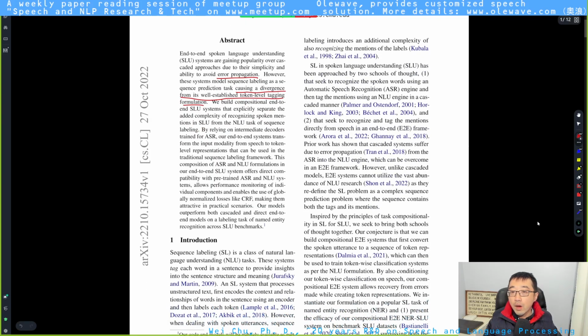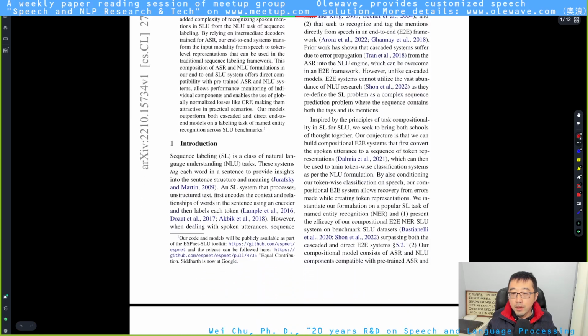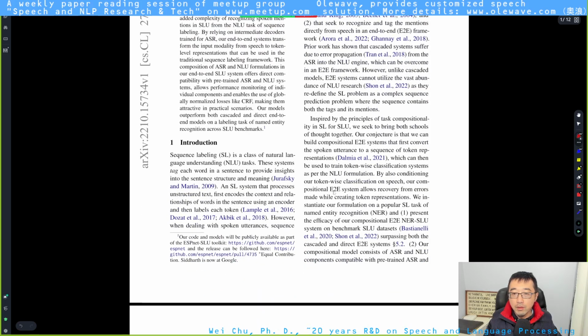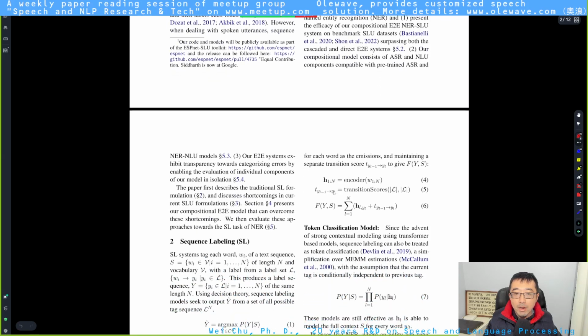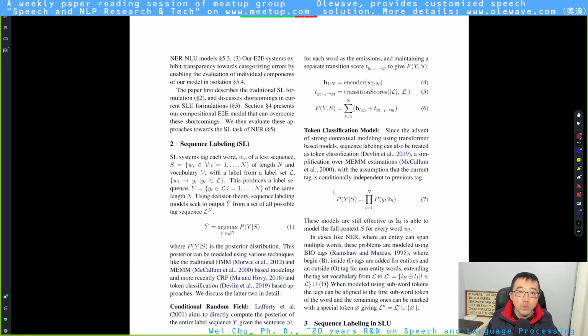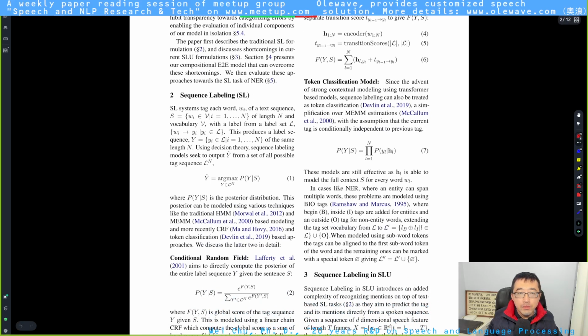I will skip the introduction part because I think I've talked enough about it. Let's jump directly to their algorithm. First, they talk about sequence labeling.